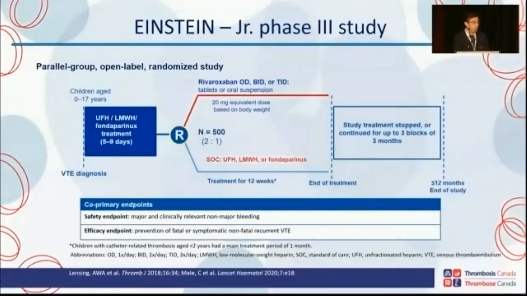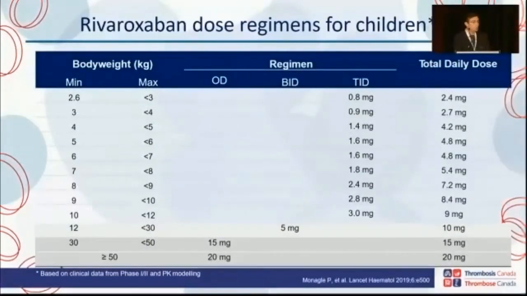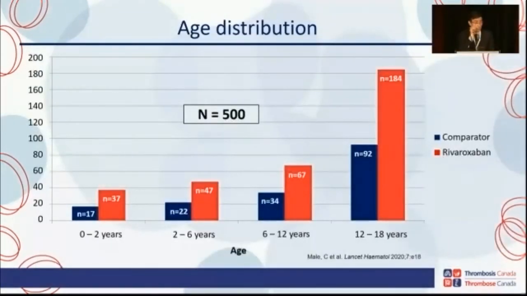The efficacy endpoint was prevention of fatal and symptomatic non-fatal recurrence. The safety endpoint was major or clinically relevant non-major bleeding. As I had mentioned before, in patients with weight 30 kilos or higher, once a day dosing was allowed, which refers to adolescents. Approximately 55% of patients enrolled in the entire trial were adolescents, and therefore most of what I'm going to continue to share with you pertains to this group.